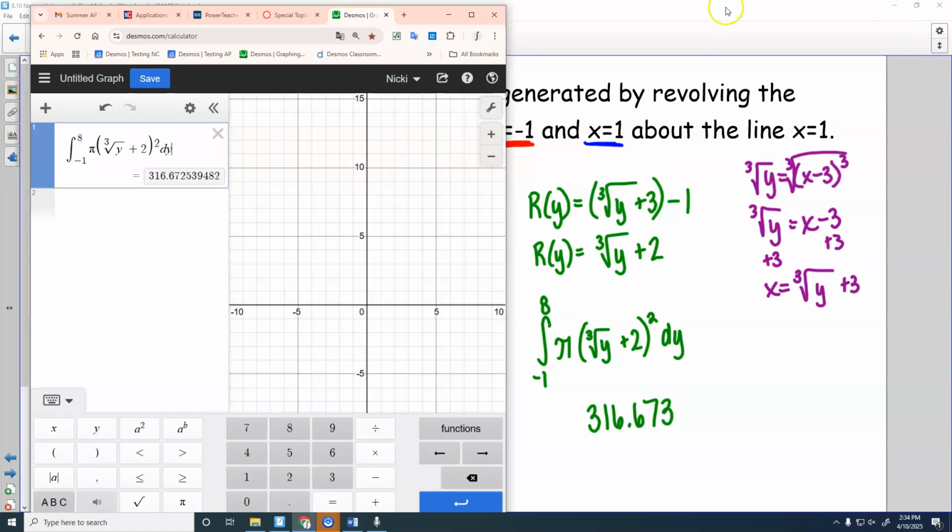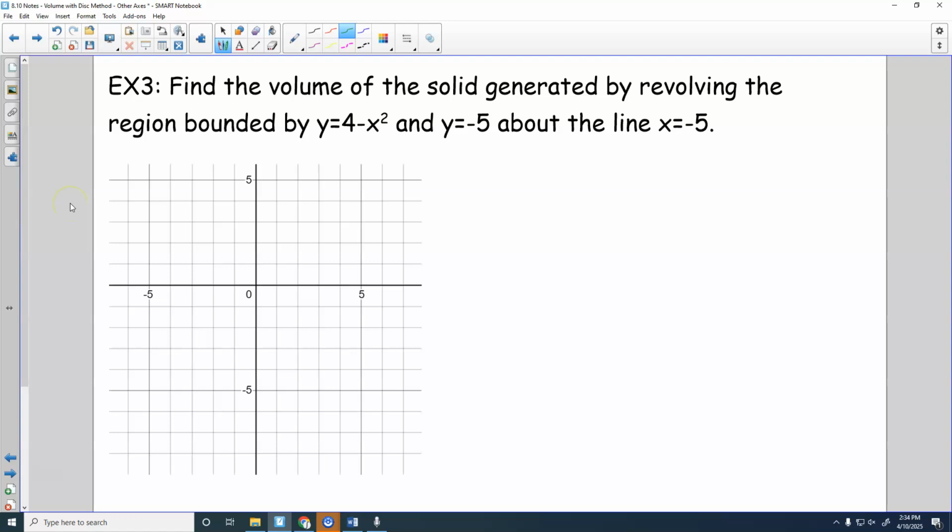All right, I think I've got one more for us to try. Okay, so we've got the volume of the solid generated by revolving the region bounded by 4 minus x squared and y equals negative 5 about the line. Do I mean for that to be x equals negative 5? I don't think I do. I'm pretty sure I meant for that to be a y equals negative 5. Or else we can't really do it. It can be done, but we can't do it yet because we wouldn't have learned how to do this.